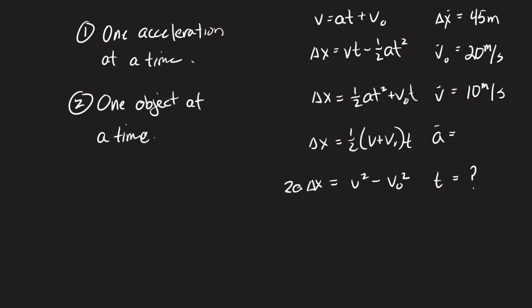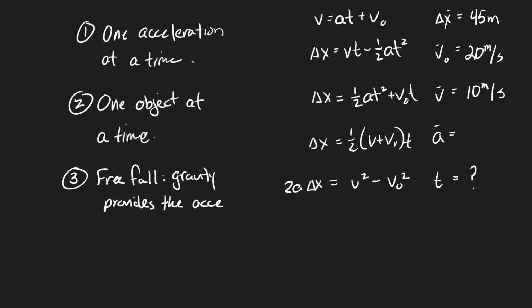And one final caveat. Don't forget, there are problems classified as free-fall problems. Free-fall problems are problems in which gravity provides the acceleration. On these problems, gravity is going to be your acceleration. So for these, use g, which is 10 meters per second squared, or 9.8 meters per second squared.